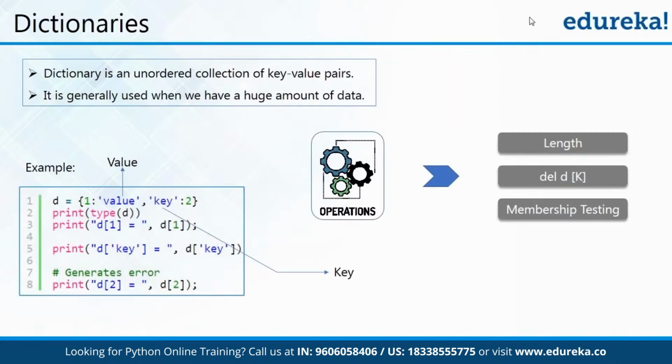Now with dictionaries also you can perform multiple operations, like you can find the length, you can delete, and you can perform membership testing, all those things. So we'll have a look at these operations one by one. For that I need to go back to my PyCharm, and I'll execute all of these operations practically.